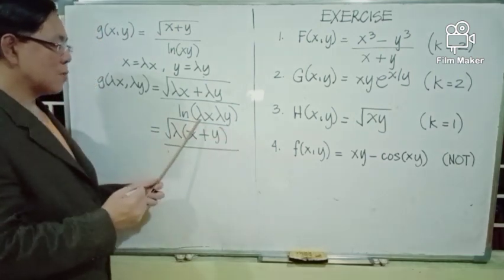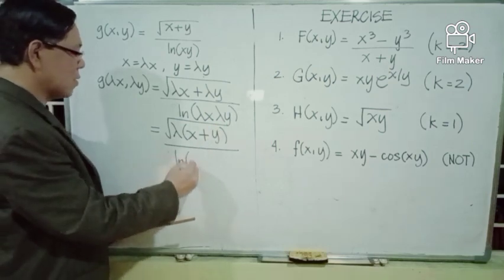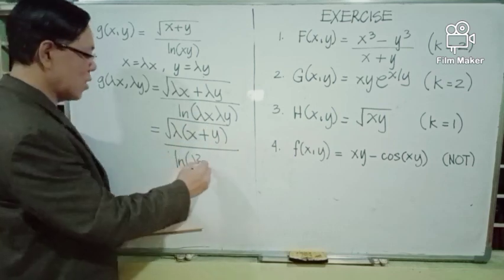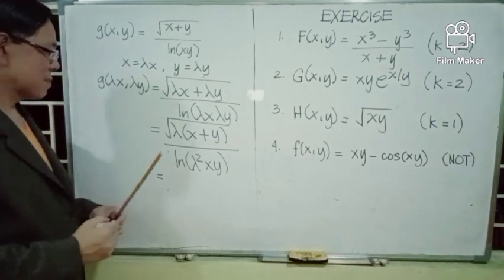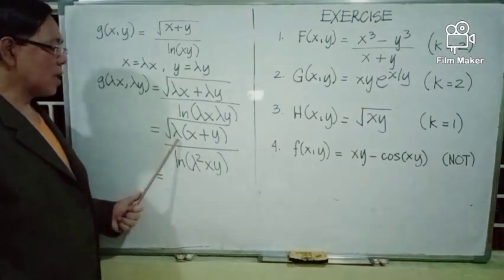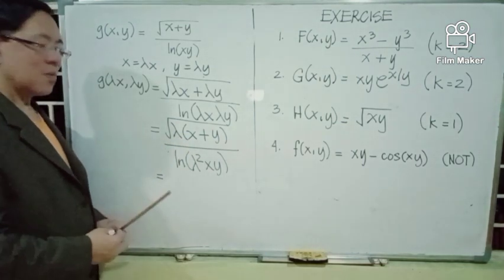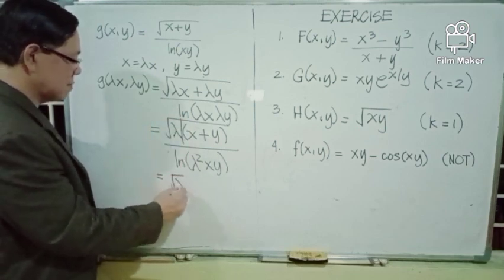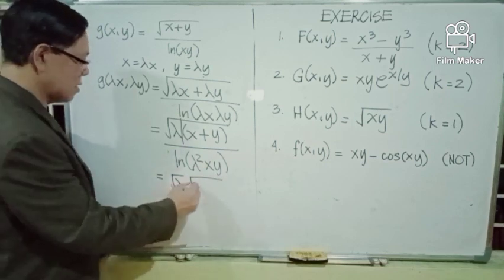In the denominator, we multiply lambda and lambda. We have ln of lambda squared multiplied by xy, equals, by property of radical, the square root of lambda times quantity x plus y can be written as, we can separate this as square root of lambda times the square root of x plus y.